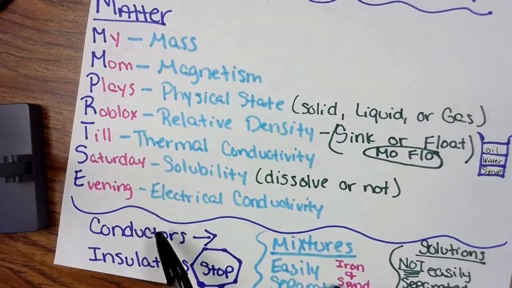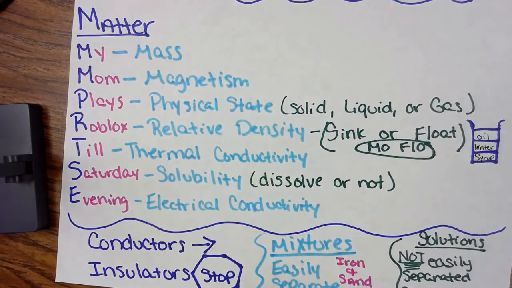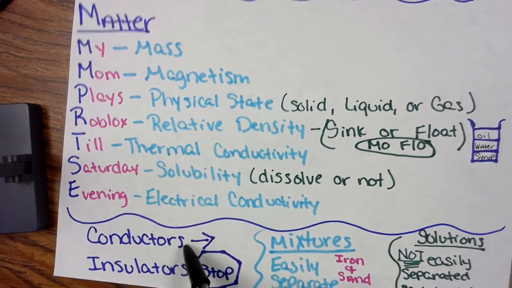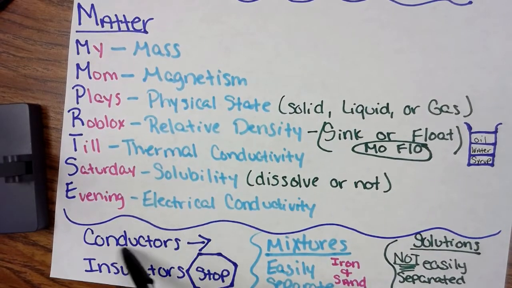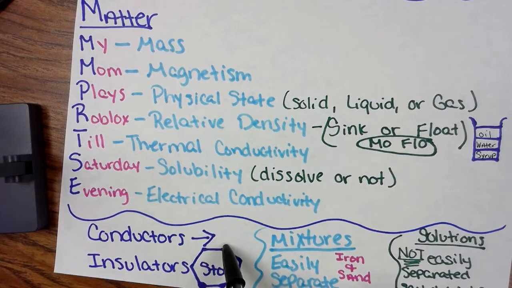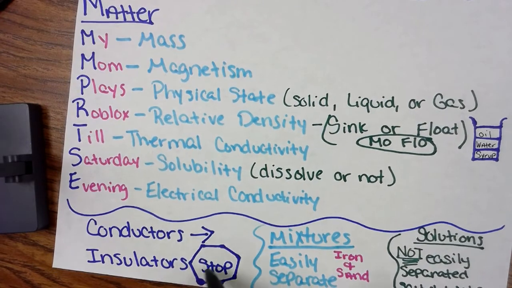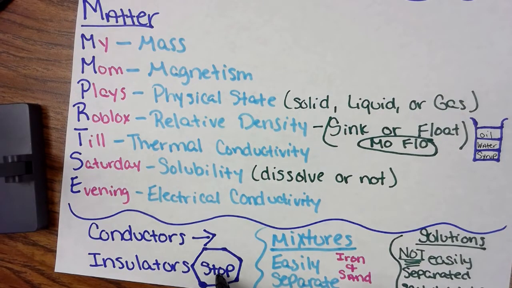And when you talk about conductivity, you're talking about can the electrons, can the energy flow through or not? If it's a conductor, it can keep on going. But if it's an insulator, it's going to stop, because insulators hold it in. They don't let it go through.